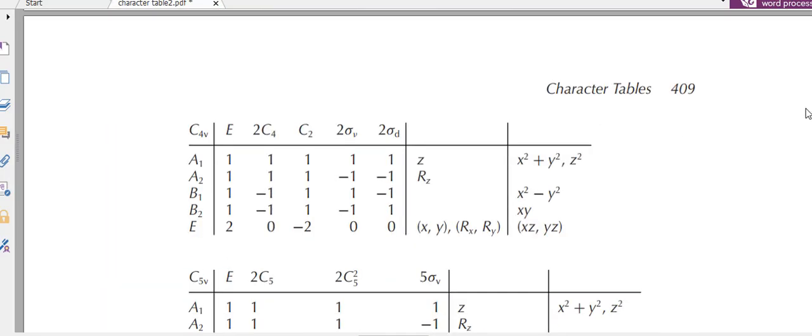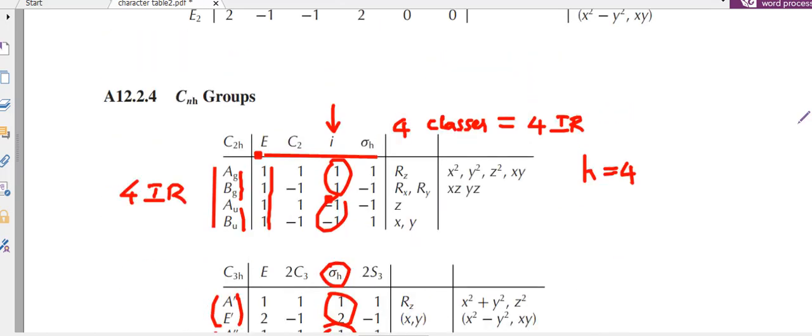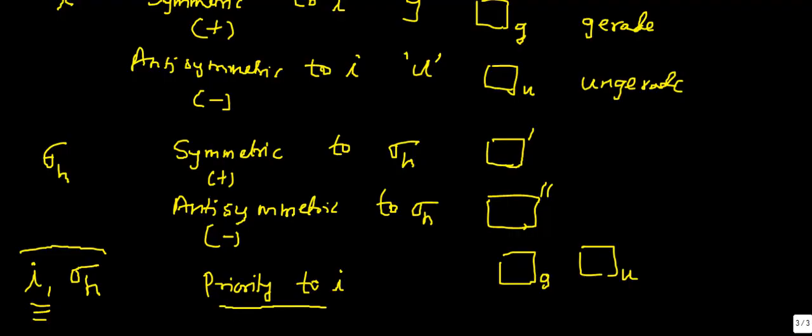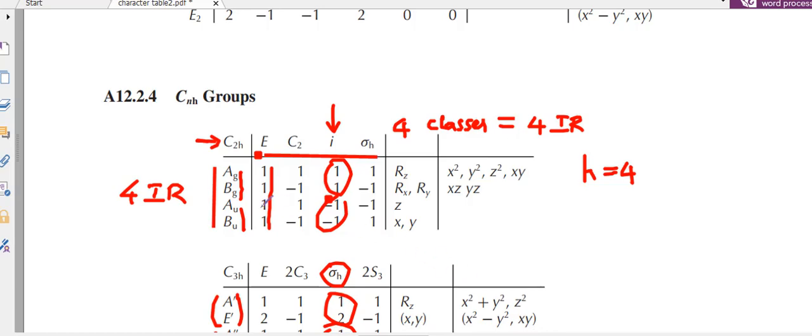When you take this example of C2h, where you find I as well as sigma h, I have told that we have to give priority to I. If we give priority to I, name it as AG and BG, and not as A dash and B dash. For I, when it is antisymmetric, minus, name it as AU and BU, and not as A dash or A double dash and B dash. So the priority is given to I.